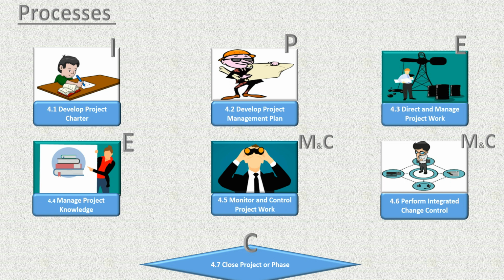We all know that all the processes in project management are grouped under certain process groups, namely initiating, planning, executing, monitoring and control, and closing. So we have these 1, 2, 3, 4, 5, total 5 process groups. While we are discussing the various processes under this knowledge area, we need to understand under which process group each process comes. Let's talk about develop project charter.